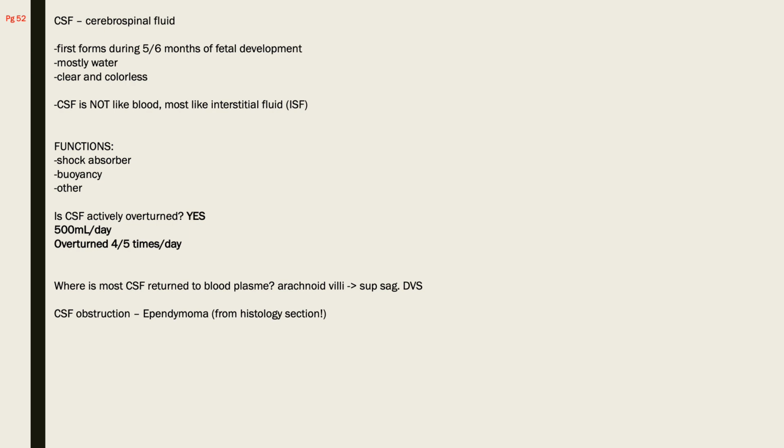Next, if you look at G, it says CSF obstruction. I would be aware of the term we already talked about, ependymoma with histology. We said those were the most restrictive tumors of the CNS. So that's a little review on those terms. Next, I'm going to go over the whole course of CSF production, and hopefully that'll kind of tie everything we've talked about in together.